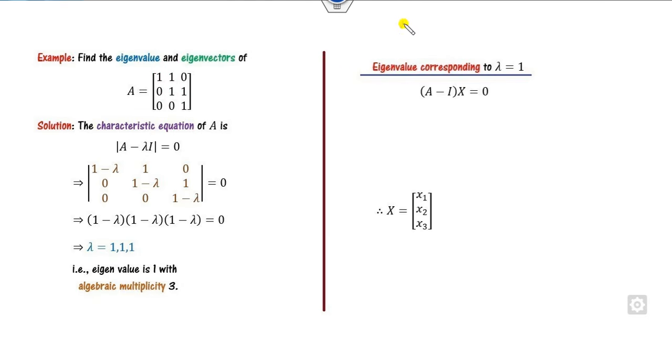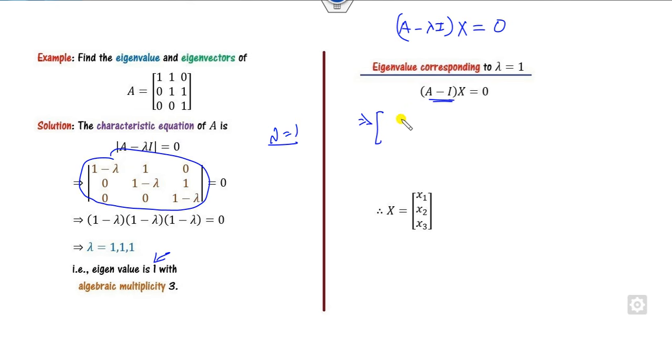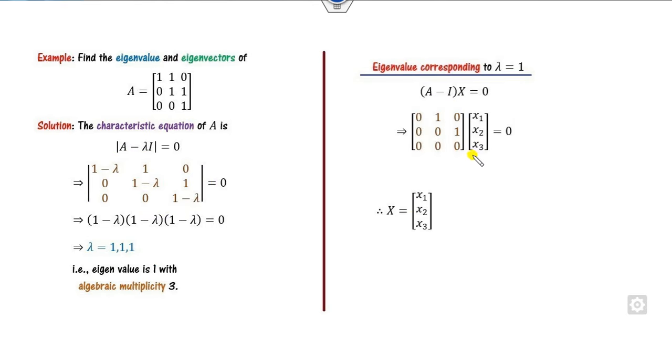Now we can start with the eigenvector, that is (A minus lambda I) x equals 0. Lambda is 1, so this is A minus I. I can substitute the values here as lambda is 1. So it will be 0, 1, 0, 0, 0, 1, 0, 0, 0. X I can consider as x1, x2 and x3. Now you can try to convert this into row reduced echelon form. Since it is already in row reduced echelon form, now you can multiply them.